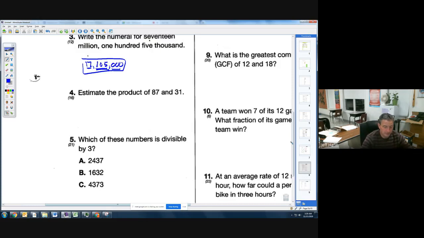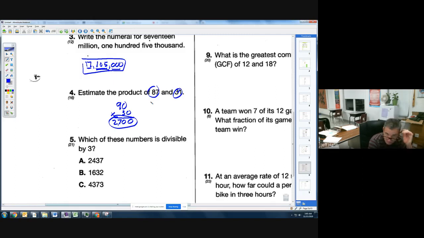Number 4 says to estimate the product of 87 and 30. And again, estimate means we make the numbers easy to work with within reason. So I would say this, 87 is awful close to an easy number of 90. 30 is an easy number already, 30. And if we use our hanging out zero issue, we can just multiply by this and you get 2,700.